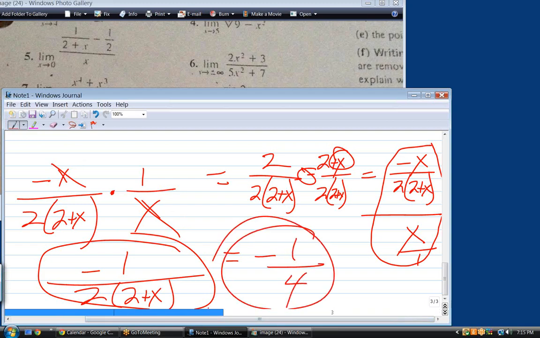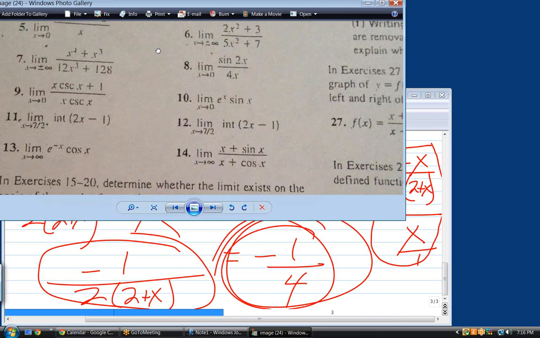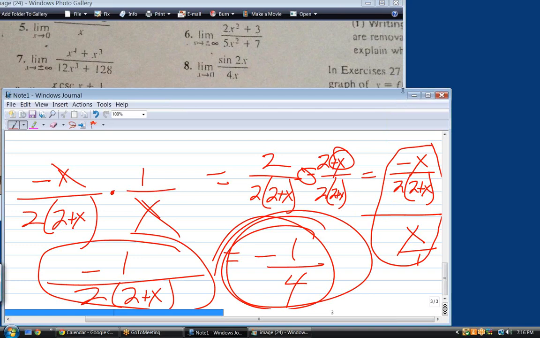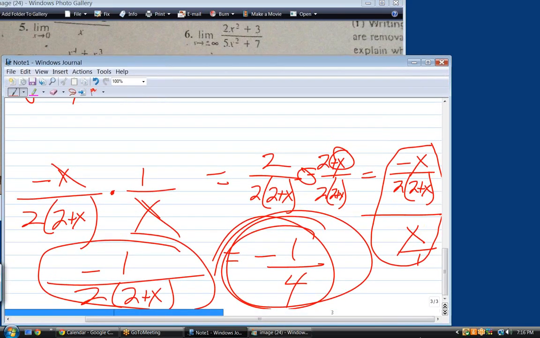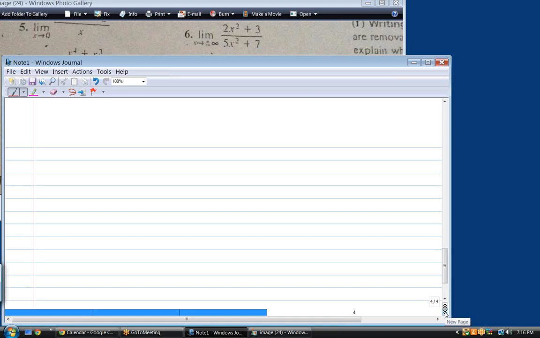In other words, any time that the first substitution yields 0 over 0, then you need to do some algebraic manipulation of it until it yields something where when we plug in 0, we don't get 0 over 0. In other words, we now get -1/4. So that's the limit. And that's just one way to solve these difficult limit problems. But like I said, the only difficult limit problems are the ones that are 0 over 0 or infinity over infinity, like number 6.